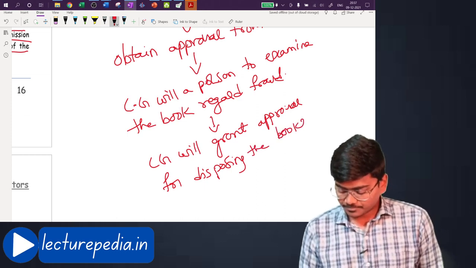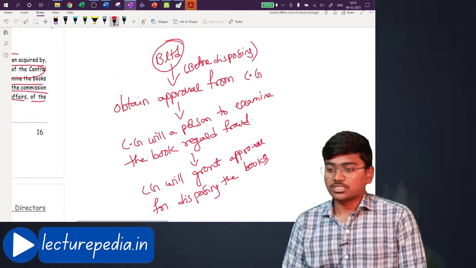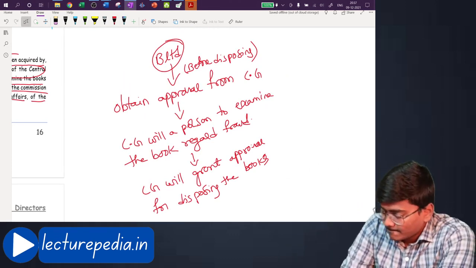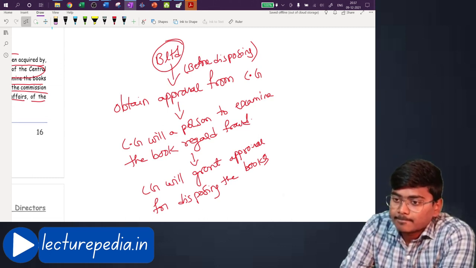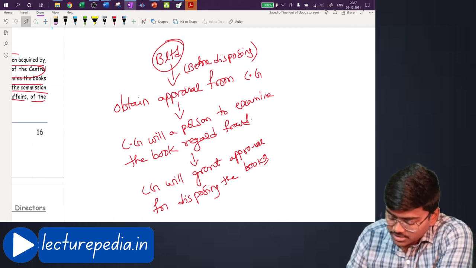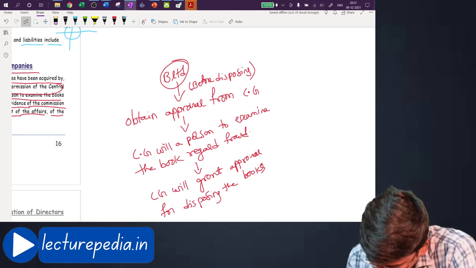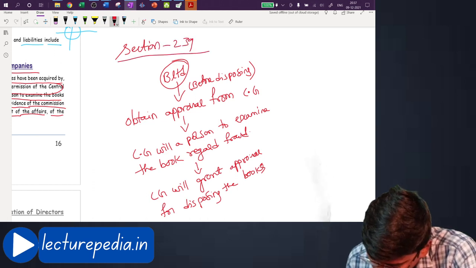Okay, hope this is clear. If you want, you can note this down as well. This is dealt with in section 239. Section 239. Okay.